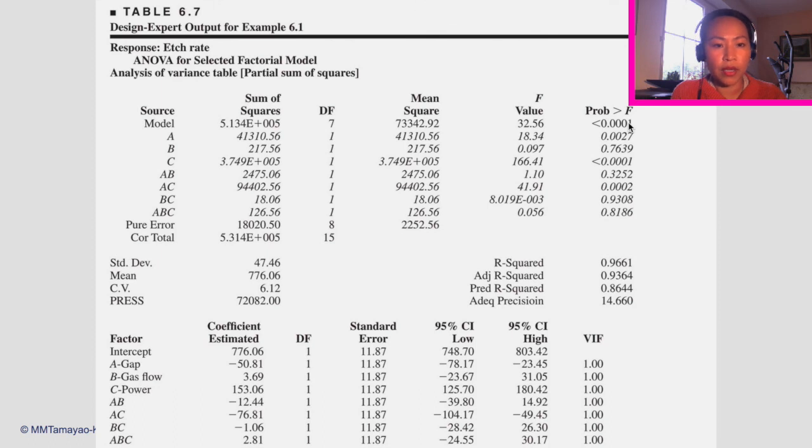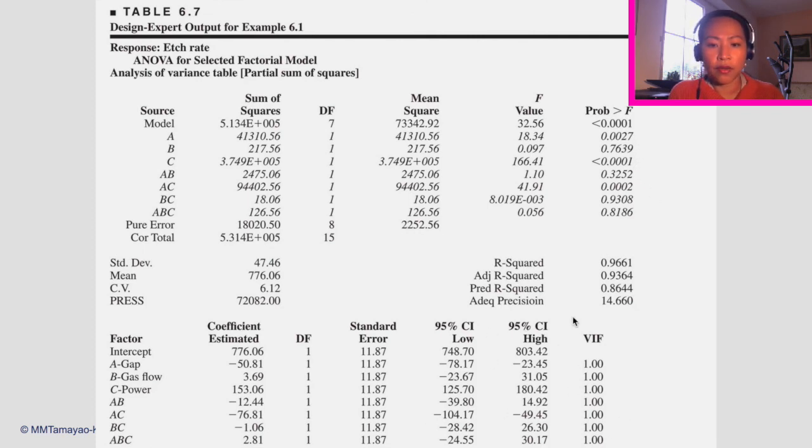The model also has a very low P value, which basically indicates that it is good in explaining the variability in the response variable. And as we also computed, the R squared is 0.9661, adjusted R squared is 0.9364, which means that about 96.61% of the variability in the response variable is explained by the model, and at least one of the terms is significant. Of course, we found out the three are significant, all right?